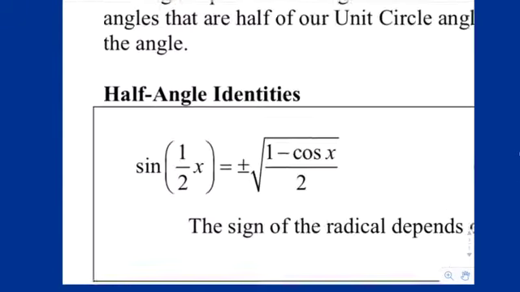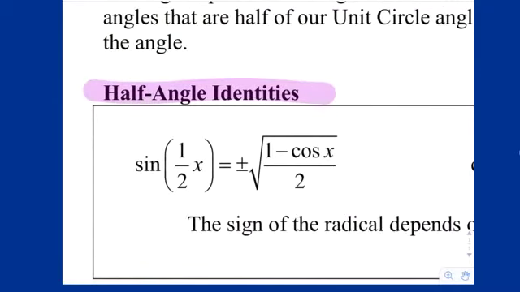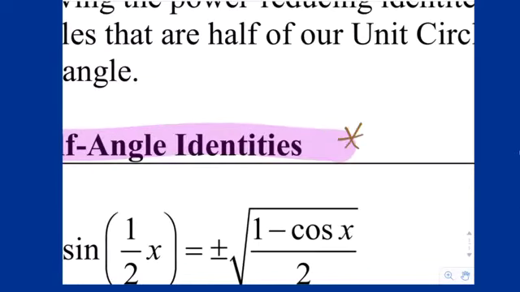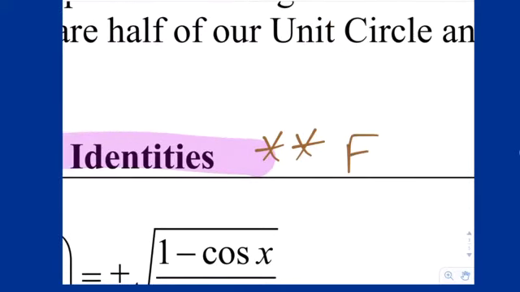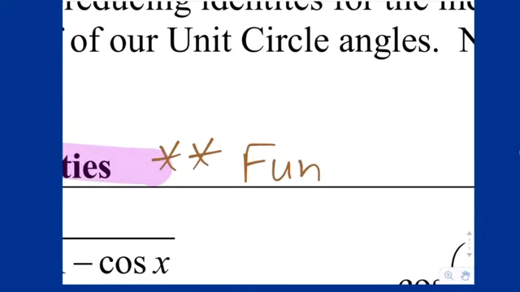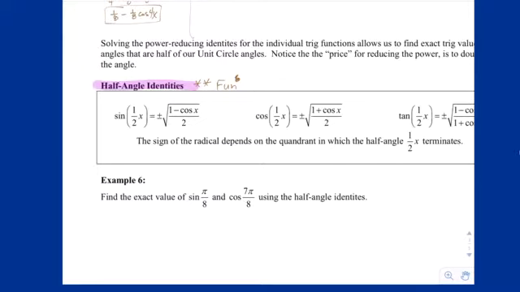Okay, now the last set of identities that we are going to memorize for the whole year and use are the half angle identities. And these are my most favorite. They are the most fun. Fun. Or fun to the 5th. Or that'd be to the 6th. There we go. Fun. I guess of x.